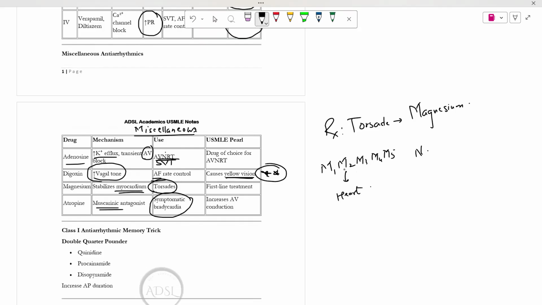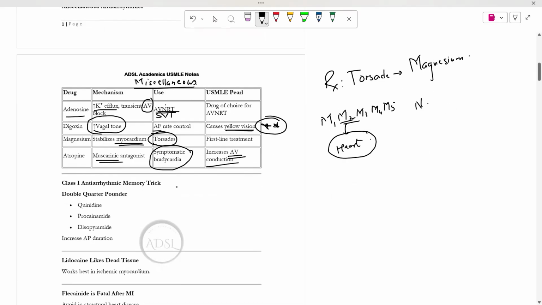If these receptors are stimulated, what will happen? Bradycardia will take place, that is decreased heart rate. So if you antagonize this with the help of atropine, bradycardia will reverse and it will become tachycardia. So it increases AV conduction. This is very important in anesthesia, because very often the patient is in bradycardia, so they give this drug to increase the heart rate.